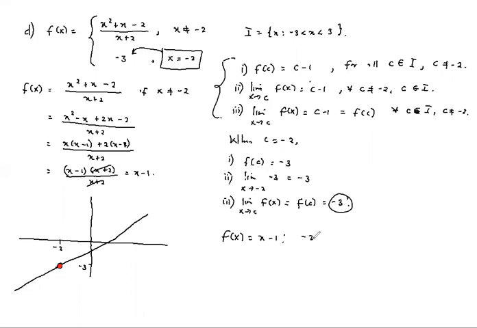You bring negative 2 here, you get negative 3. So it makes this valid, that valid. And so you are saying, hence, the function is continuous on I without an exclusion. Okay, so that was question 5. Now we move to question 6.